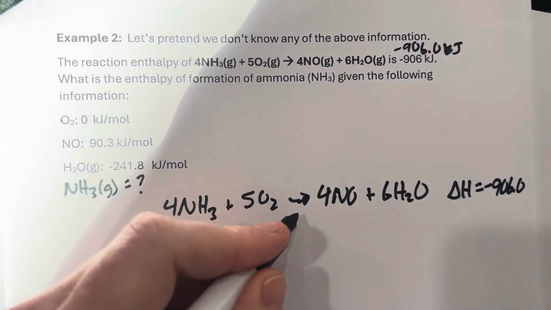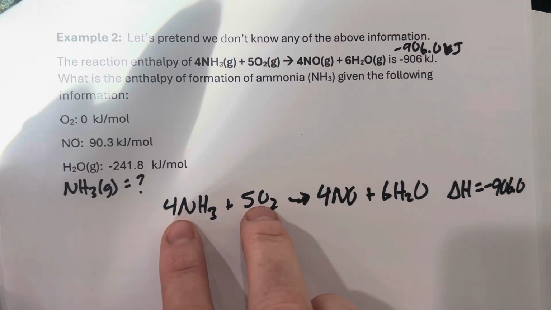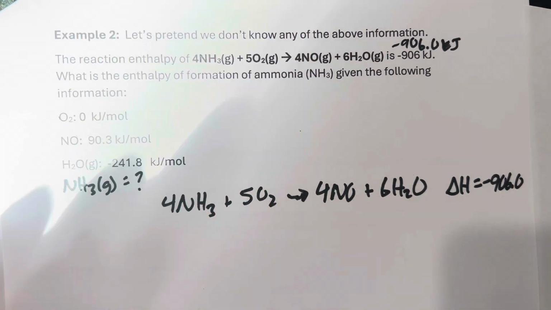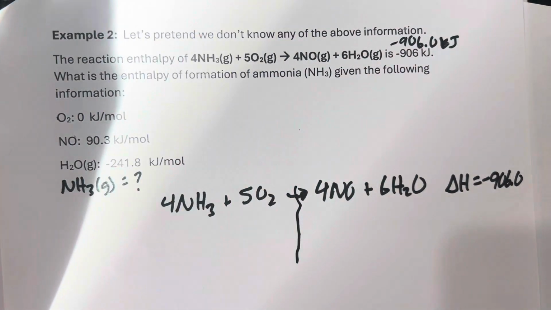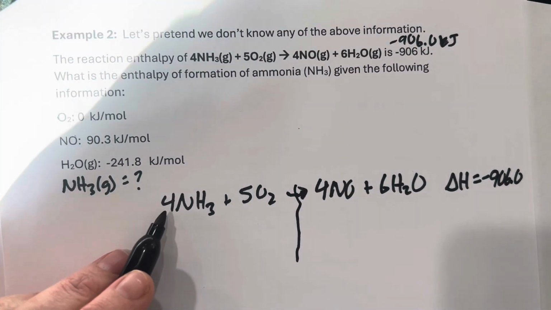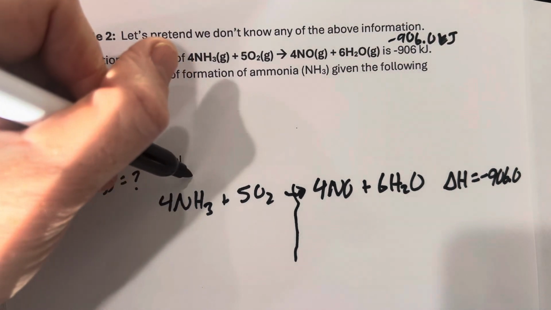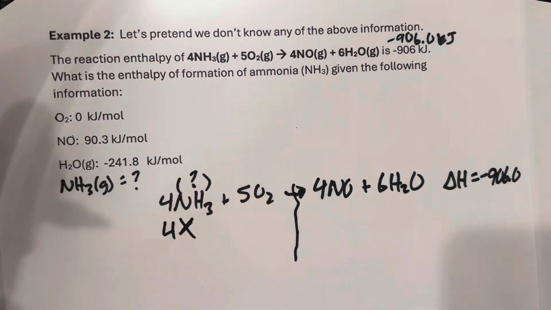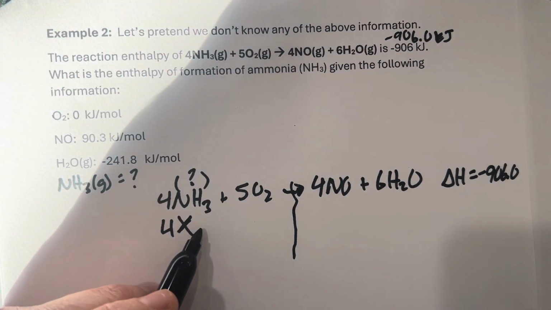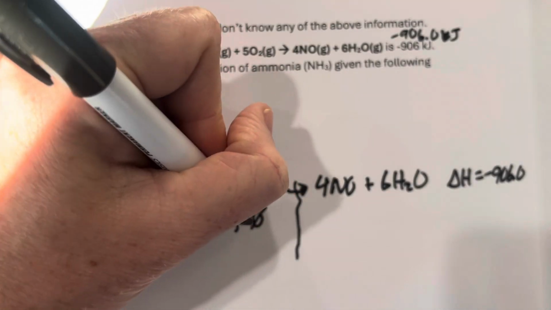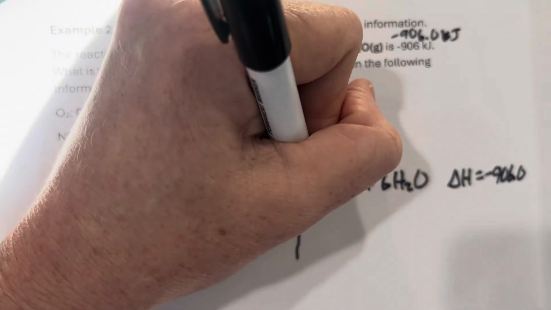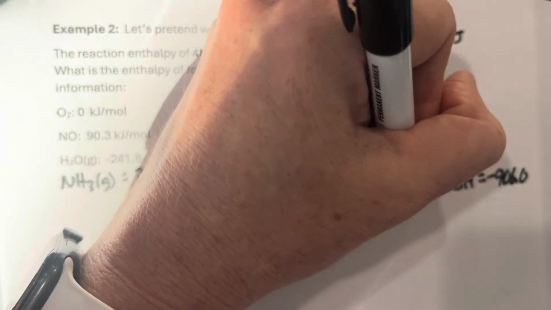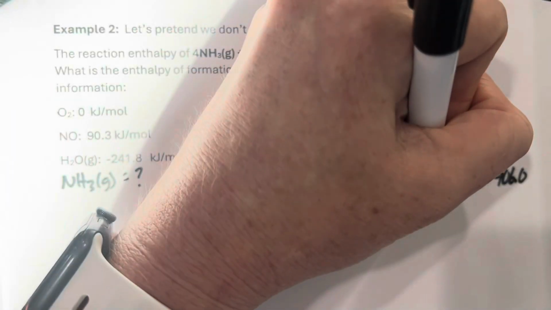We already know that if we added up everything over here and added up everything over here, products minus reactants would give us this number. So let's go ahead and split it up a little bit, but this time do something slightly different. We know that this one is what we're trying to solve, right? So instead of saying 4, we're just going to say 4 times x, instead of using the number that we have there. Plus 5 times 0. Over here, again, we have the 4 times the 90.3 plus the 6 times the negative 241.8.